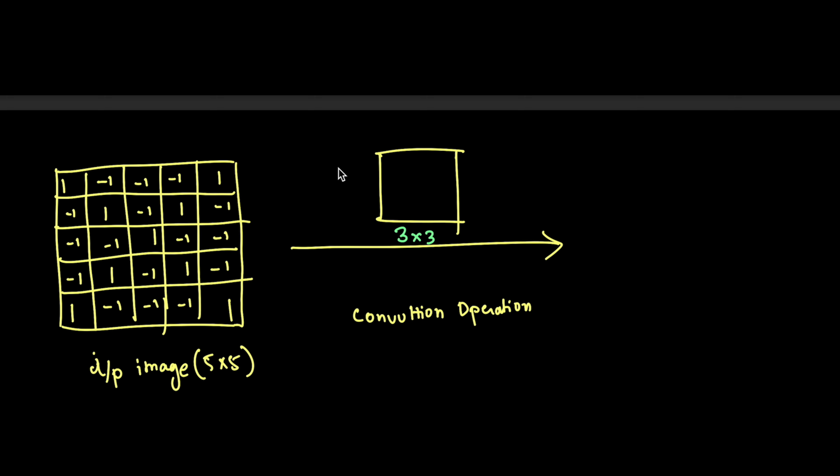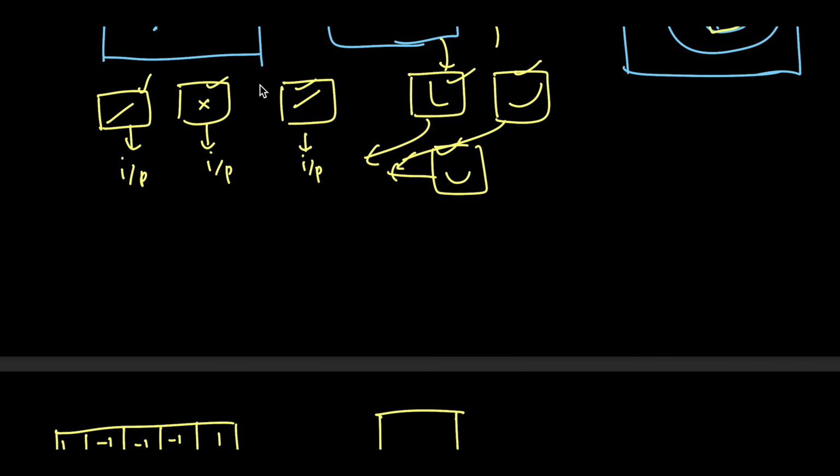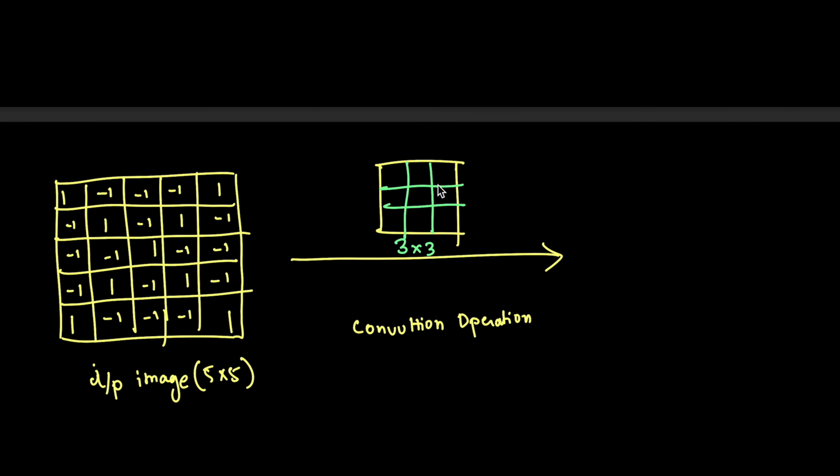And let's say the feature that the kernel is representing is this particular slant line. In order to represent this slant line, we need to keep values in this diagonal, and in all the remaining portions we need to place -1. This 3 cross 3 kernel is representing this particular slant line. Now let's see how we can apply the convolution operation and extract this kind of slant line information from the input image.